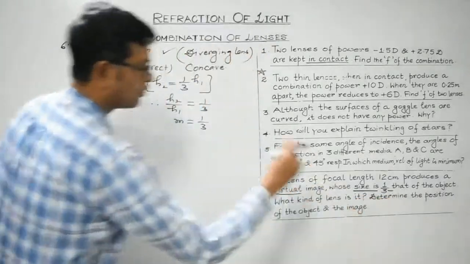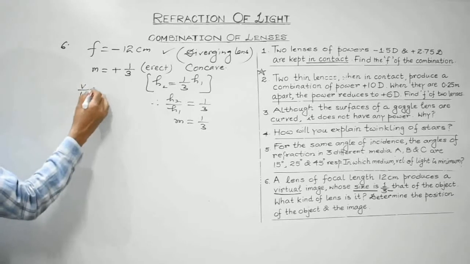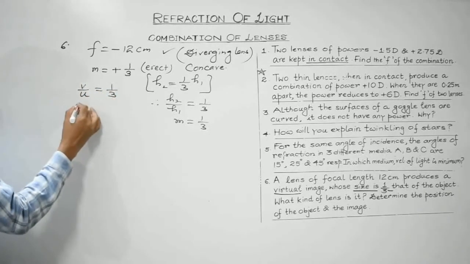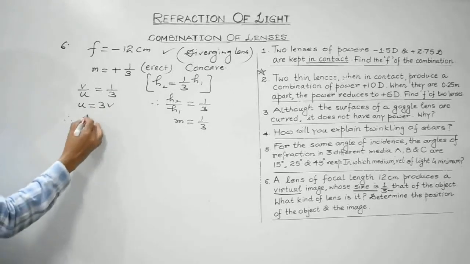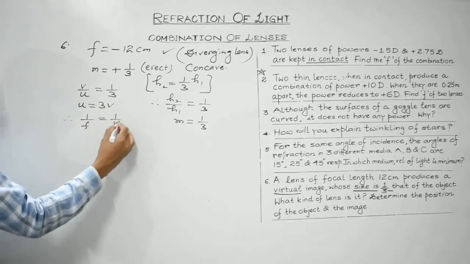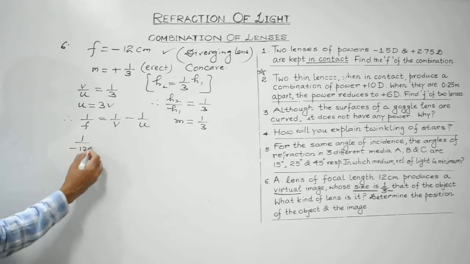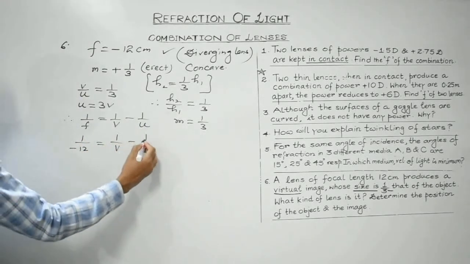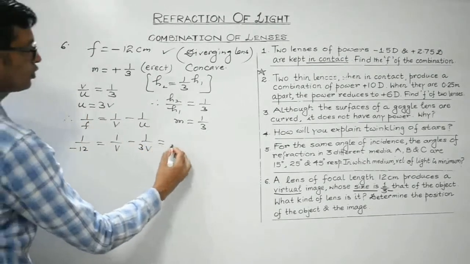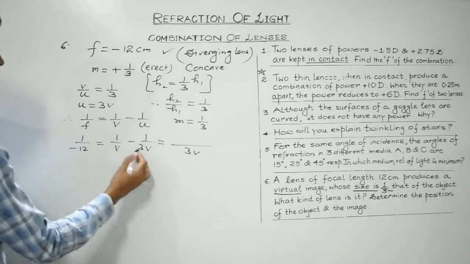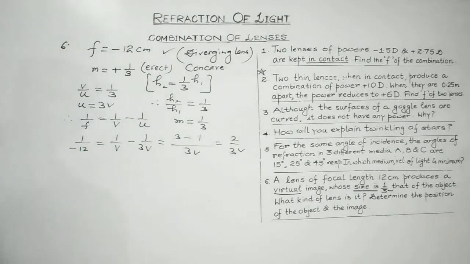So, determine the position of the object and the image. Let's do it. M is V by U, so U would be equal to 3V. Therefore, let's make use of this equation: 1 by F is equal to 1 by V minus 1 by U. So 1 by minus 12 is equal to 1 by V minus 1 by 3V, substituting the value of U as 3V. So let's keep on solving it. Here it will be 3 minus 1, that is 2 by 3V.